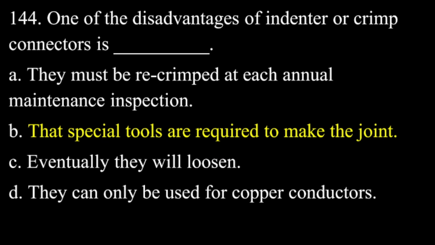One of the disadvantages of indenter or crimp connectors is blank. A. They must be recrimped at each annual maintenance inspection. B. That special tools are required to make the joint. C. Eventually they will loosen. D. They can only be used for copper conductors.